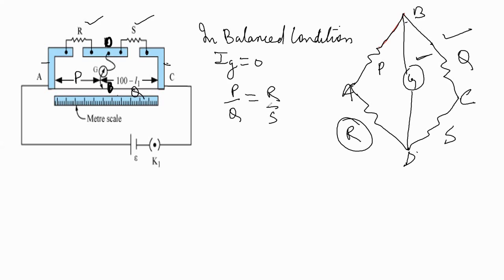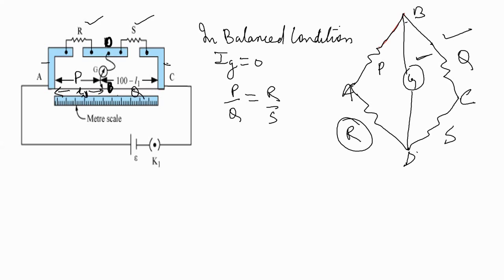S is unknown, whose value we have to find out. After making this connection, at B point there will be an apparatus called a jockey. The jockey slides on the wire, and where you keep the jockey, if the galvanometer deflection turns out to be 0, that position you have to measure on the scale. Suppose that length is L1, and I've already told you it is a 1 meter scale wire, so the remaining length in centimeters will be 100 minus L1, if you are taking L1 for the first null point. So P by Q equal to R by S.